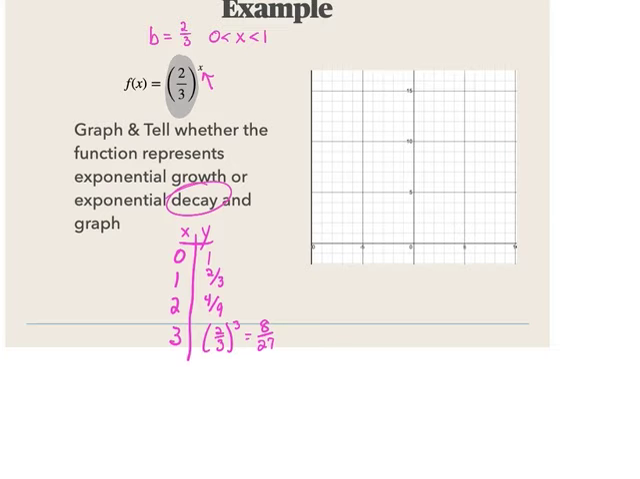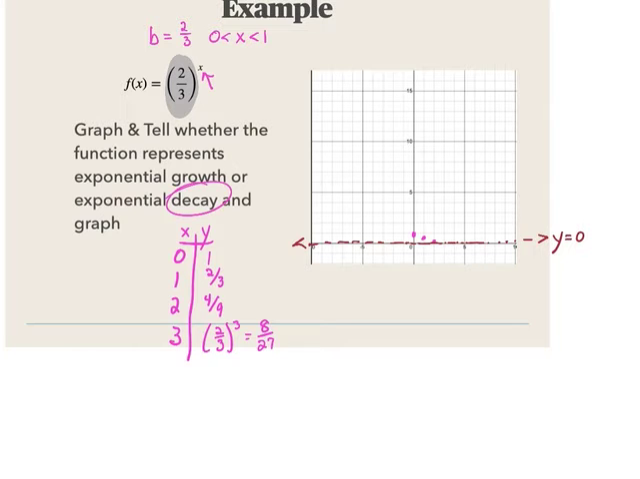So we already have a pretty good graph. It crosses at 0, 1, and it's just going down like so. But remember, it's never going to touch that x-axis. In fact, we should put a little dotted line there to say that's what we're getting close to, but we are not touching. That's an asymptote, y equals 0 right there.